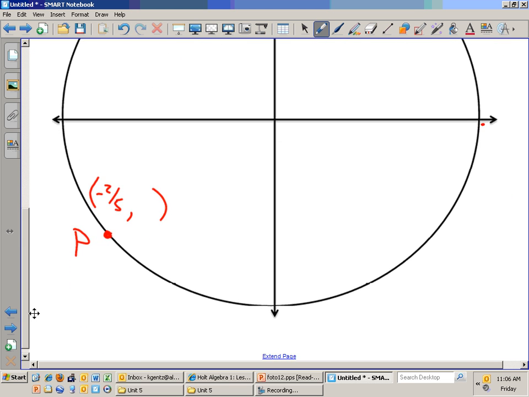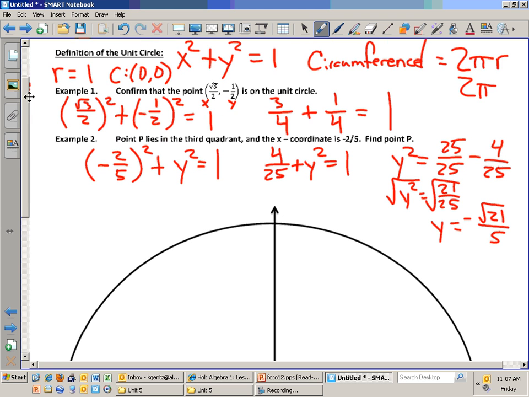Now we move to the unit circle, which I like to refer to as the circle of life. Some people refer to it as the circle of death. You get to choose how you want to look at things. The unit circle, as we just talked about, has a number of points that lie on it. We talked about the square root of 3 over 2 and negative 1/2. We talked about negative 2/5 and negative square root of 21 over 5. I'm going to show you some more points that lie on there.